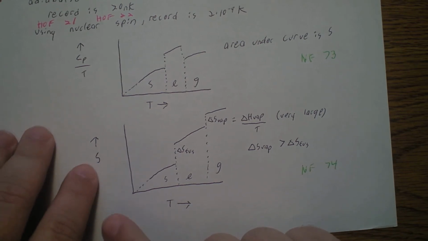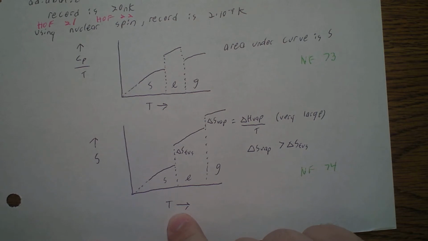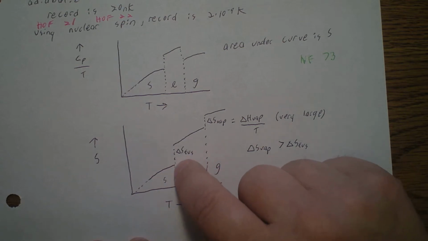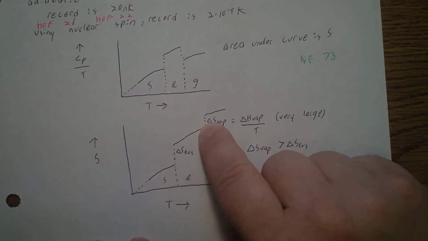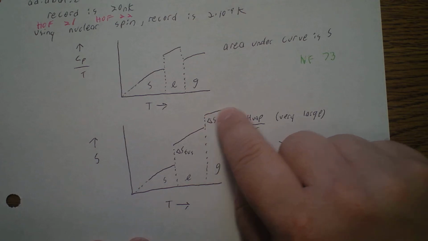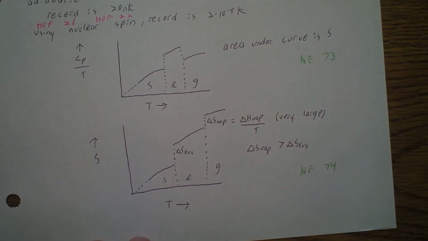Now here we go. This is actually a graph of entropy versus temperature. As you can see, at higher temperature, the entropy increases. Then of course, when you're melting, it increases quite a bit. And when you're boiling, it increases more. And it's always increasing with temperature.